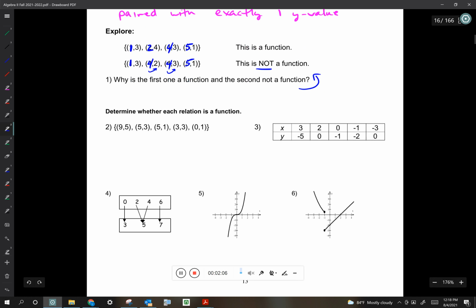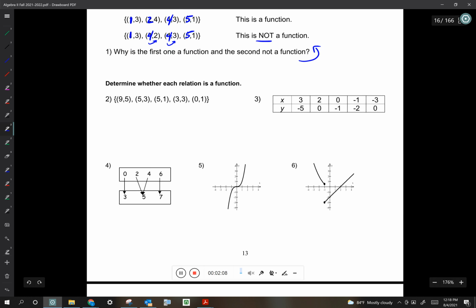So determine whether each relation is a function. Well, you always start by looking at the x values. I have 9, 5, 5, 3, and 0. Well, do you see that in this case the 5 is paired with a 3, but in this case the 5 is paired with a 1. So you have one x value that's paired with more than one y. So it's not a function.